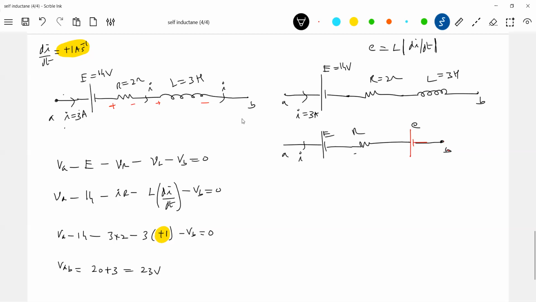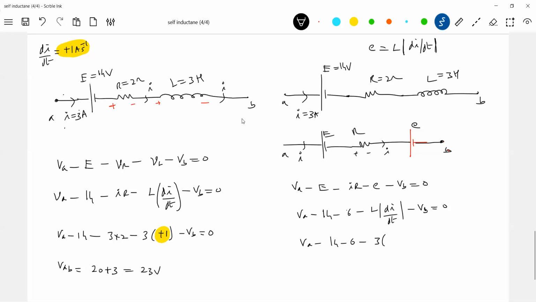Okay, let's write the equation. We'll see what we end up with. Plus minus. So don't give sign again for this, because you have replaced it with a cell. For a cell, we should not give any polarity. Plus minus here, current is entering. So from the loop equation, VA minus I into R minus E minus VB equals 0. This is how much? 14 minus I into R, 6. This should be L mod of di by dt. L is 3. So this should be mod, no?